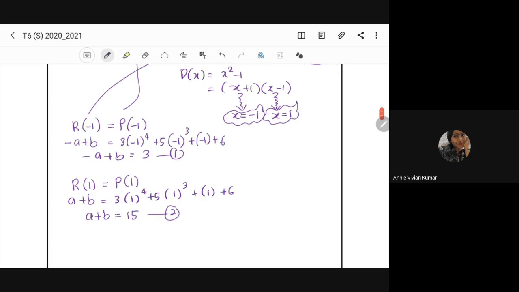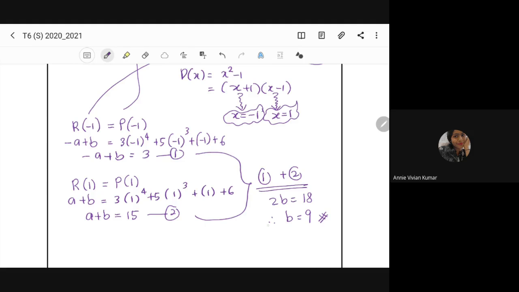And now, I will add the two equations all together. So, 1 plus 2. So, I will get negative A plus A is 0. B plus B is 2B equals 3 plus 15 is 18. Therefore, B equals 9. So, we got B equals 9.